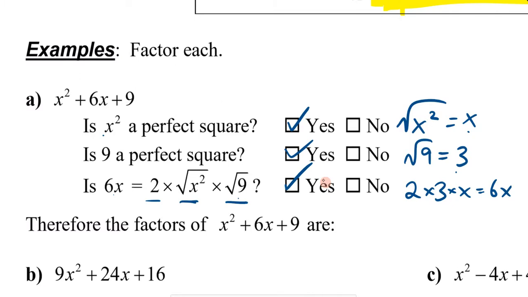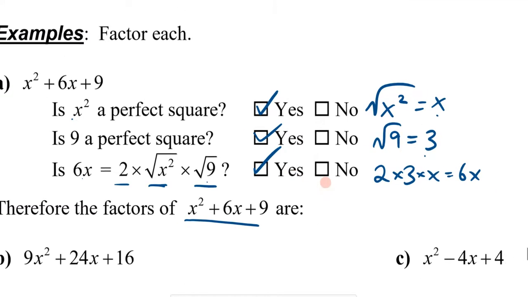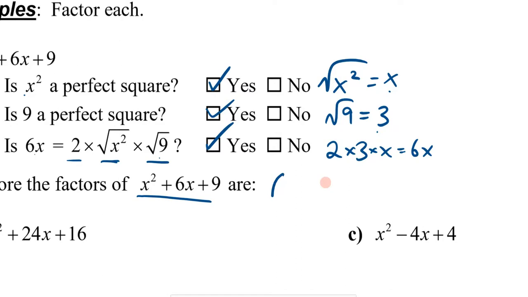So therefore, if I wanted to factor this, all I'd have to do is write the brackets with the square root of the first term, which is x, the square root of the last term, which is 3, and then write the squared outside, and because it's plus plus, we're going to write a plus, so (x + 3) squared.